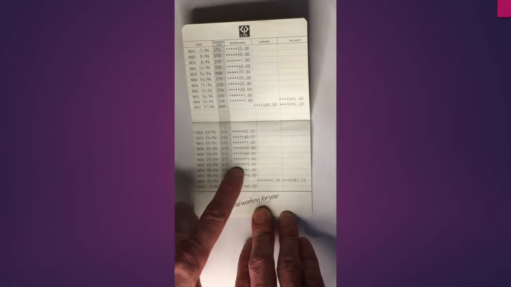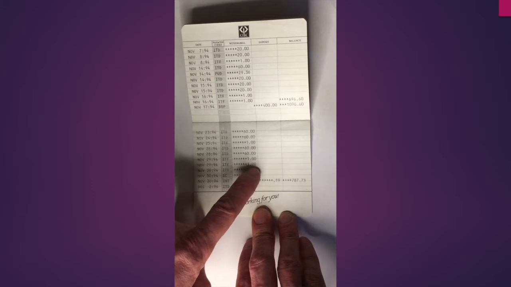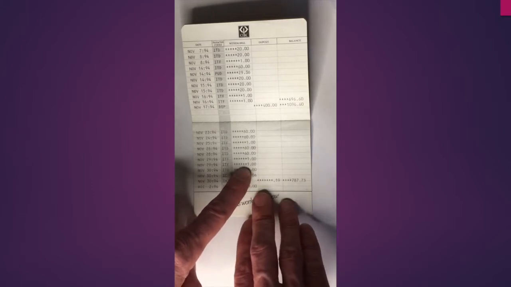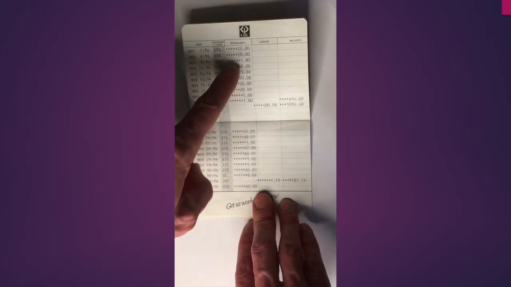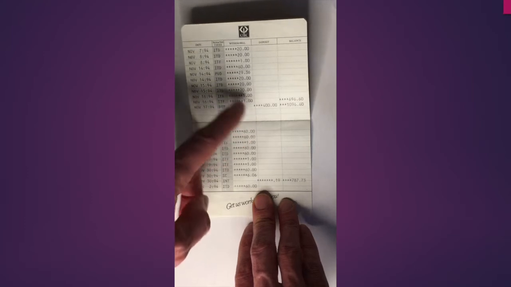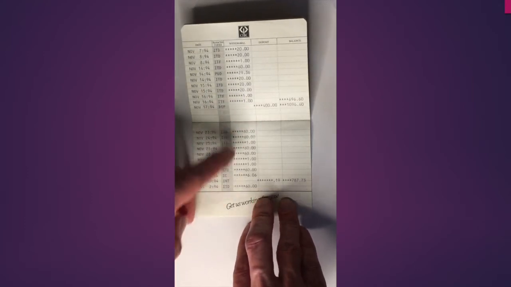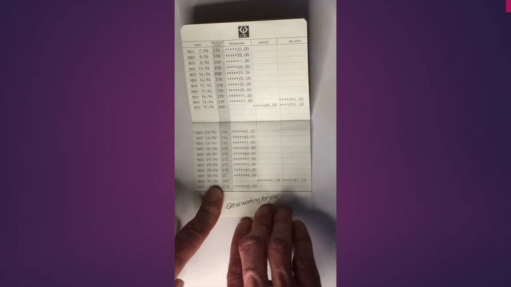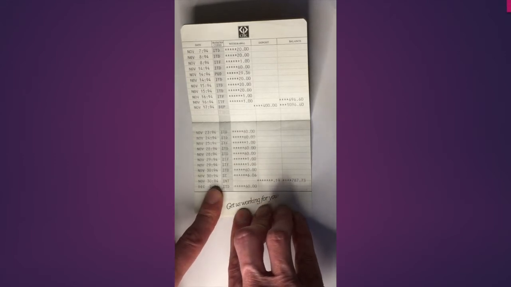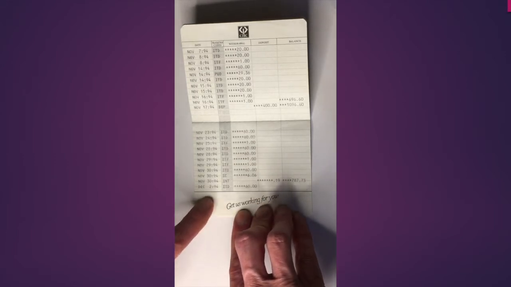You can see here there's an Interac transaction fee. That's from using a bank machine that wasn't my own. And most of the time I was just taking out $20 at a time to use. But it doesn't give you a ton of information. Let's take a look at a new type of bank statement and see how much more information you get.